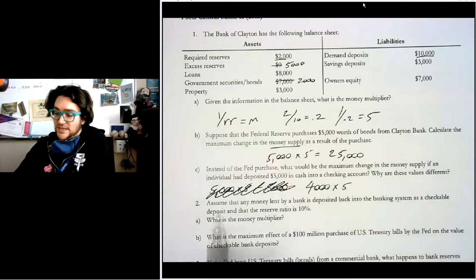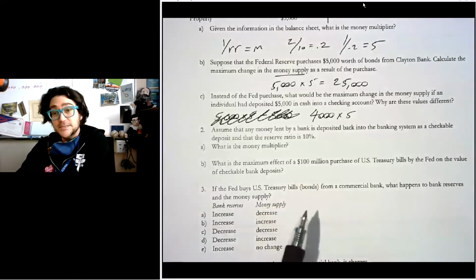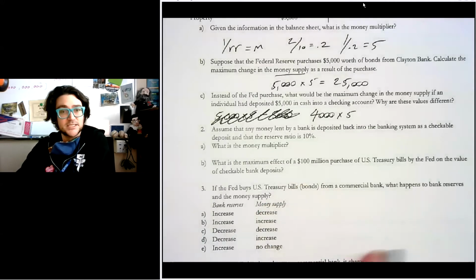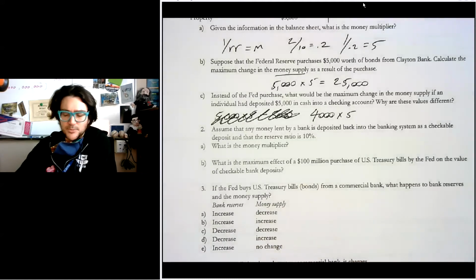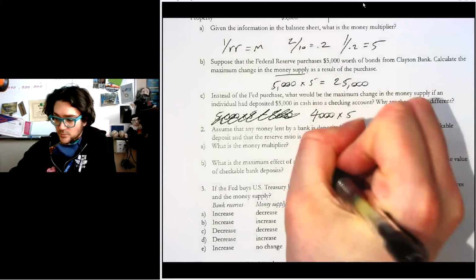All right, assume that this is the second problem. Assume, totally unrelated to the balance sheet, that the money lent by a bank is deposited back into the banking system as a checkable deposit. The reserve ratio is 10%. What's the money multiplier? So that should be pretty easy. 1 over 0.1 is equal to 10.